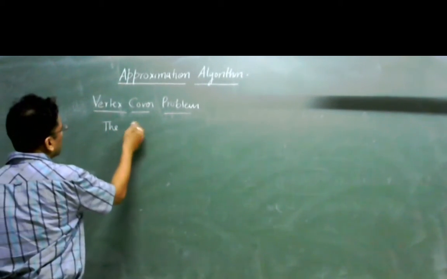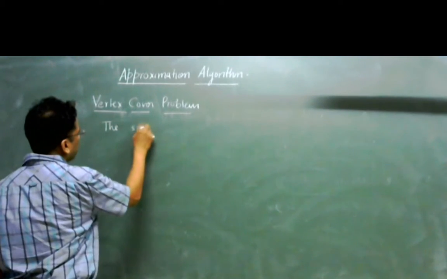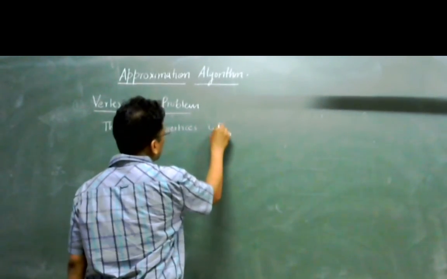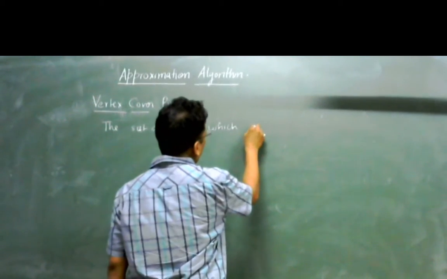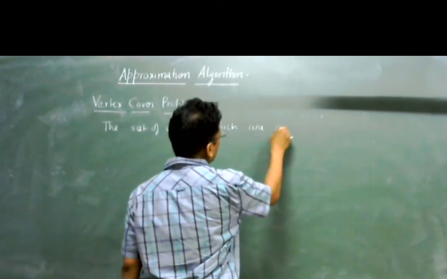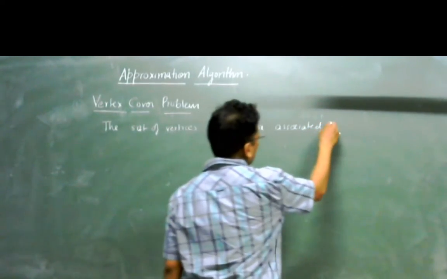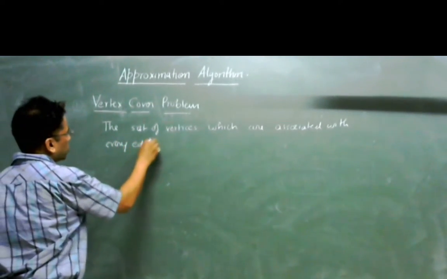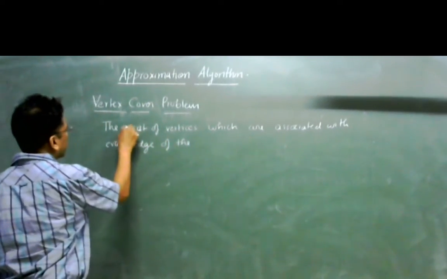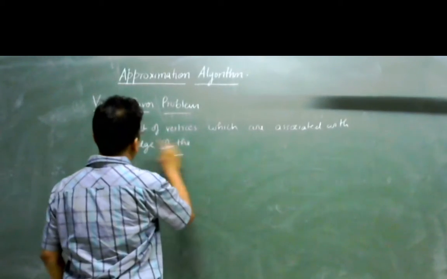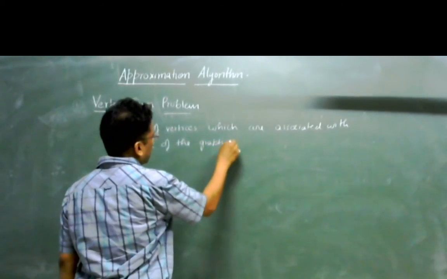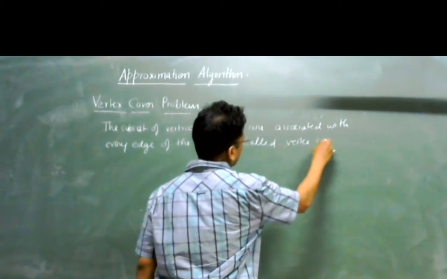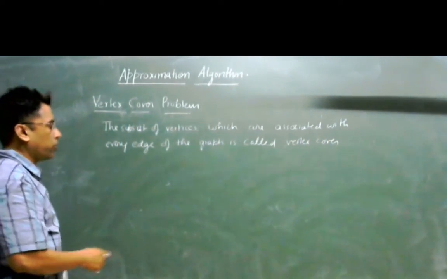The subset of vertices, set of vertices which are associated with every edge of the graph, the subset of vertices which are associated with every edge of the graph is called vertex cover. I am writing the better definition.